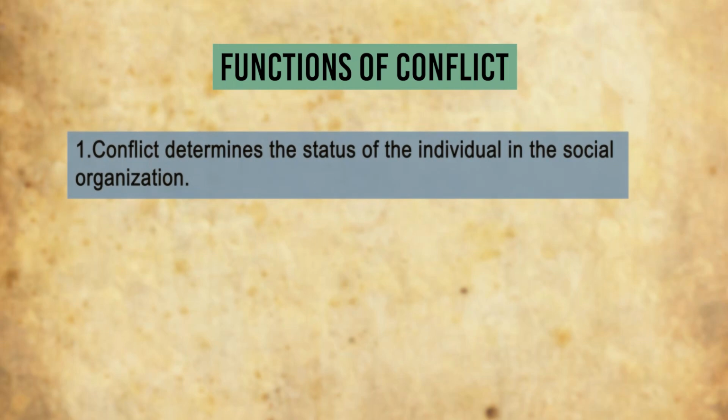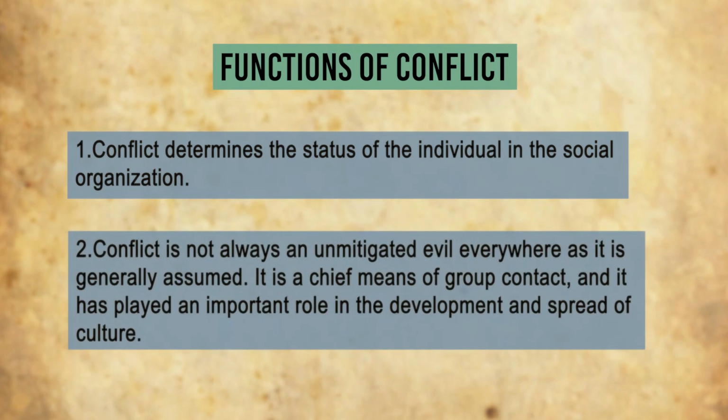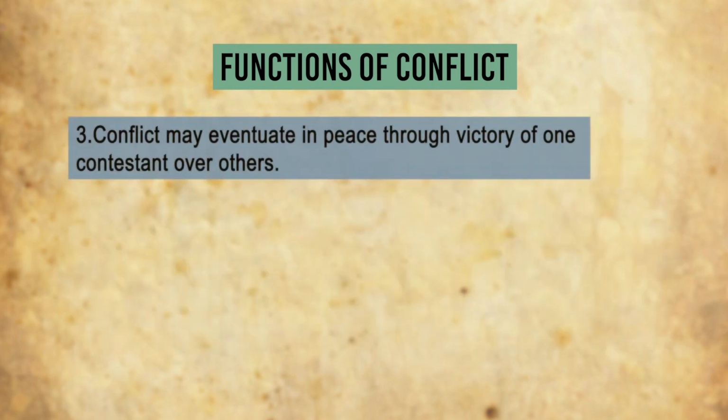So, after we have seen that there are different forms of conflict, what is the contribution of conflict? What are its functions? Conflict determines the status of the individual in the social organization. Conflict is not always an unmitigated evil everywhere as it is generally assumed. It is a chief means of group contact, and it has played an important role in the development and spread of culture. Thirdly, conflict may eventuate in peace through victory of one contestant over the other.